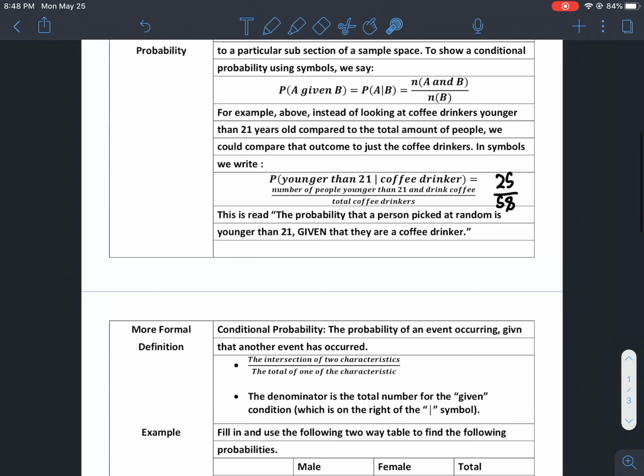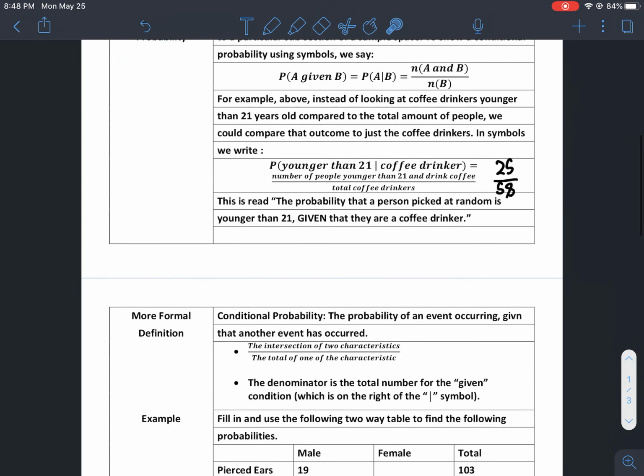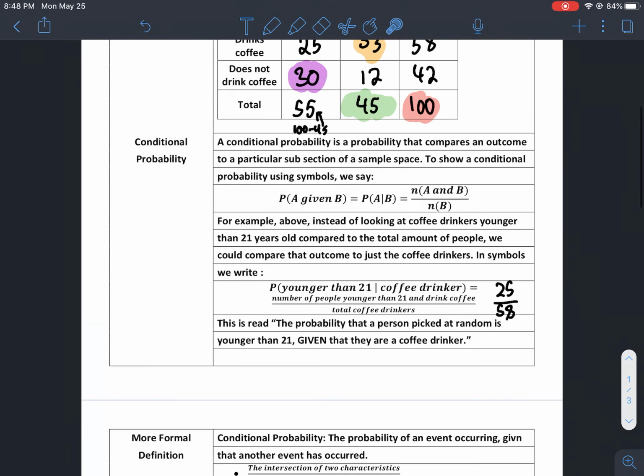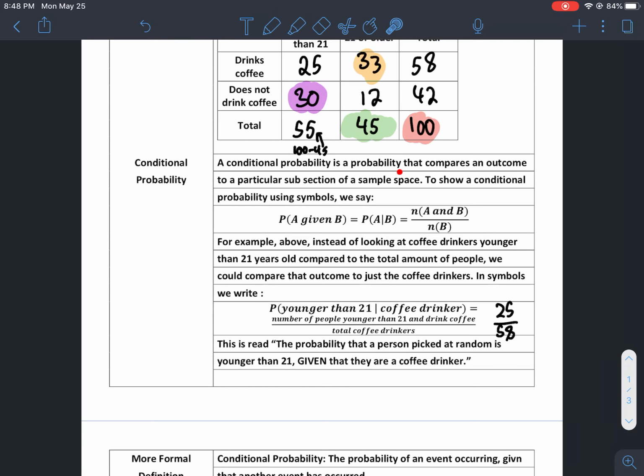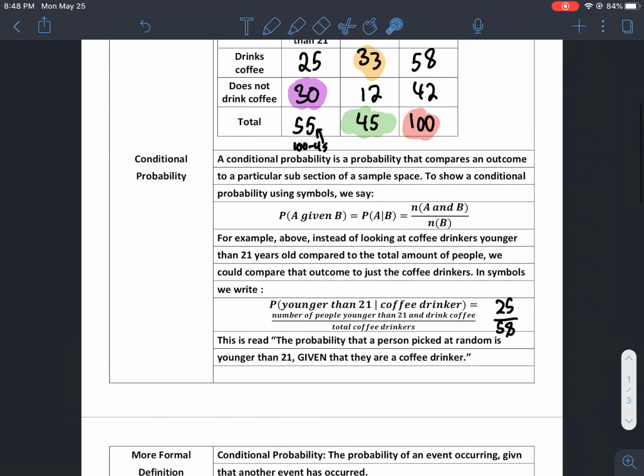So this is read as the probability that a person picked at random is younger than 21, given they are a coffee drinker. So given that they're already in this subsection, that's the 58 coffee drinkers. We're not looking at 25 out of the total. We're saying it's 25 out of just this row, the coffee drinkers.